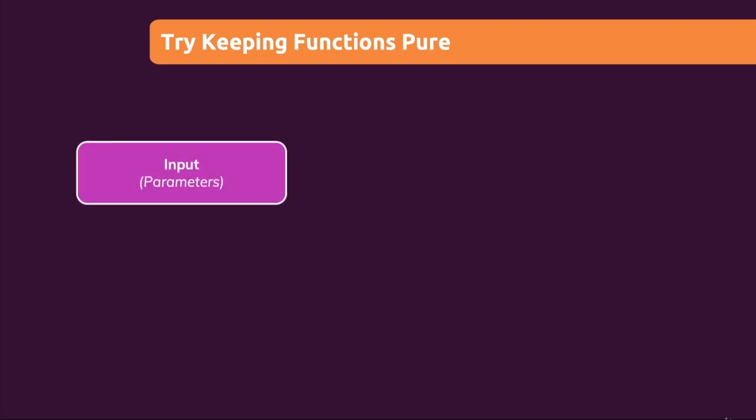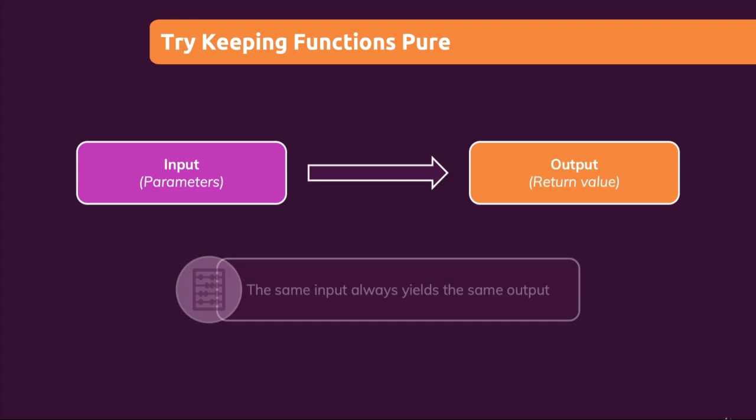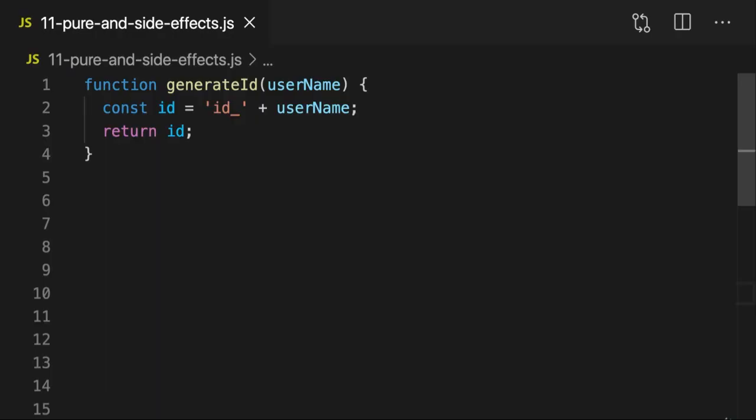A pure function is simply a function which for the same inputs generates the same output. So for the same input parameter values, you always get back the same output. And this here would be a simple example, this generate ID function.